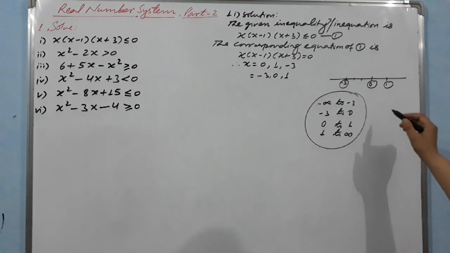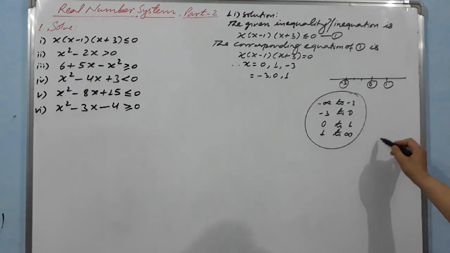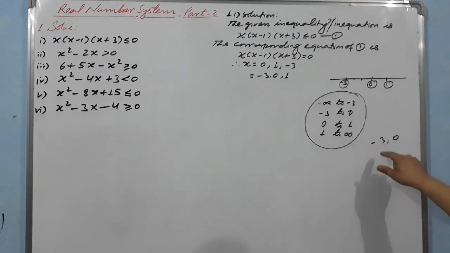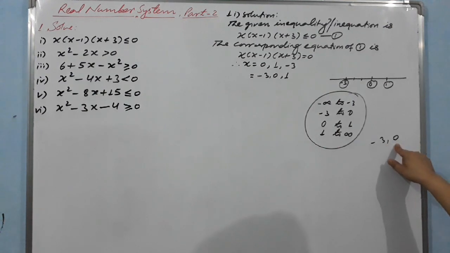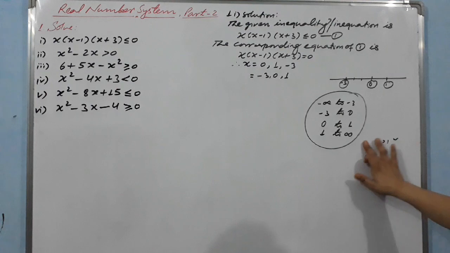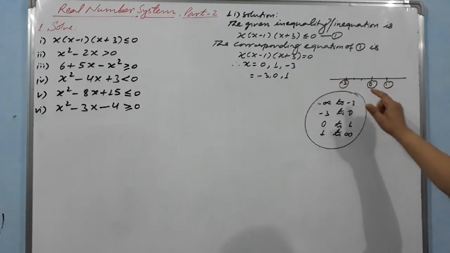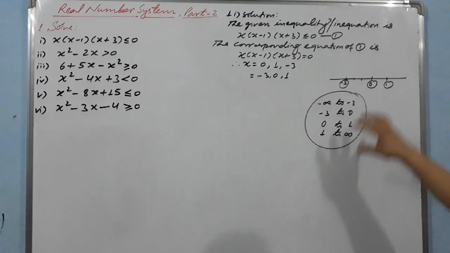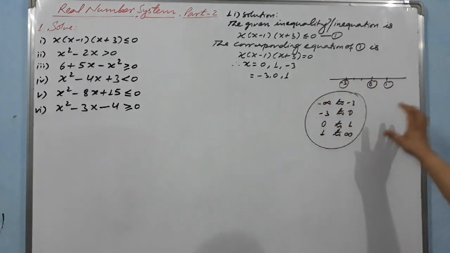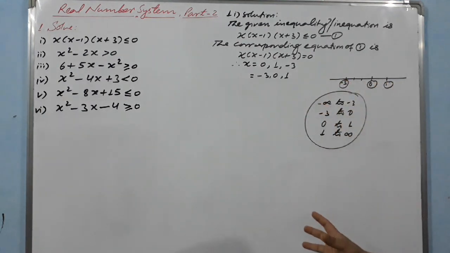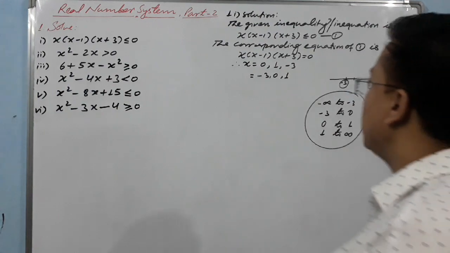Suppose you had only minus 3 and 0, then the intervals would have been minus infinity to minus 3, minus 3 to 0, 0 to infinity, in this way. It's very easy. If you don't know, you can draw the number line and see in how many parts these values of x divide it.